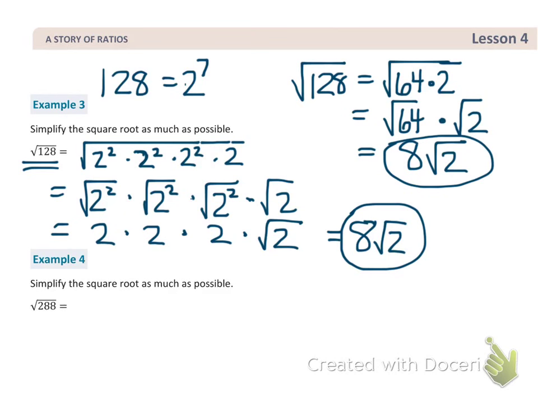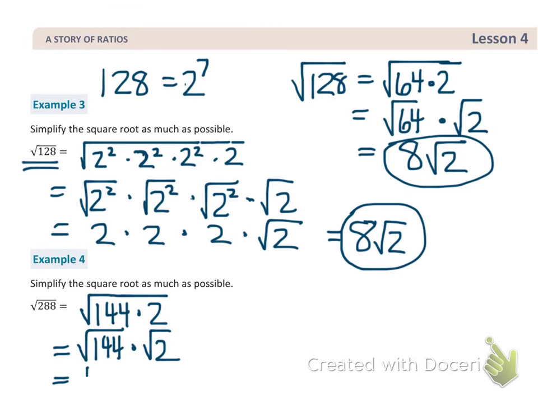Okay, we can do the same thing with this one. I think that a lot of you are going to recognize that this is 144 times 2. And that becomes the square root of 144 times the square root of 2, which is 12 times the square root of 2. Okay?